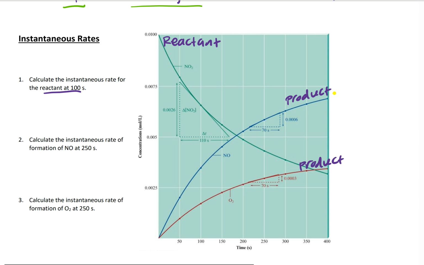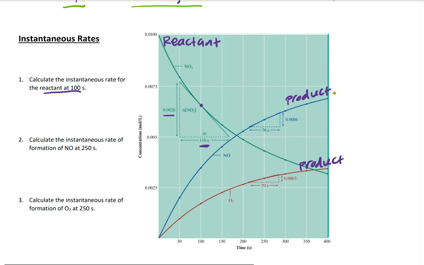So at 100 seconds for our reactant, I go to 100 seconds, I go up to our reactant, and I'm going to draw a dot. On your graph, it already has a straight line drawn tangent to that 100 seconds. The rate at that moment in time for the reactant will be equal to the slope of that line. And remember, slope is rise over run. So we're going to take the rise, the change in y, 0.0026, and divide it by the change in time, which is your run, 110 seconds.